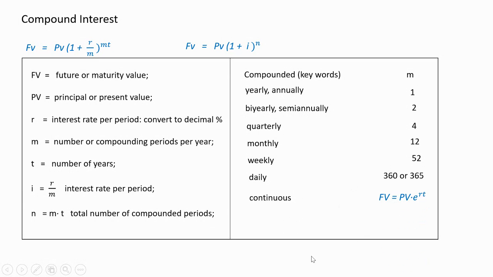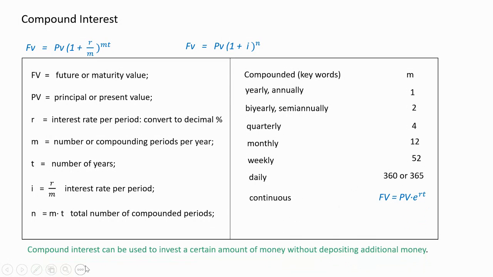Now let's move on. Now let's do an example here, guys. Compound interest can be used to invest a certain amount of money without depositing additional money. Let me show you an example of what this means before we get to the example. Let's pretend that you have, say, $10,000 at your disposal right now, that your grandma gave you a check for $10,000. What are you going to do with it?